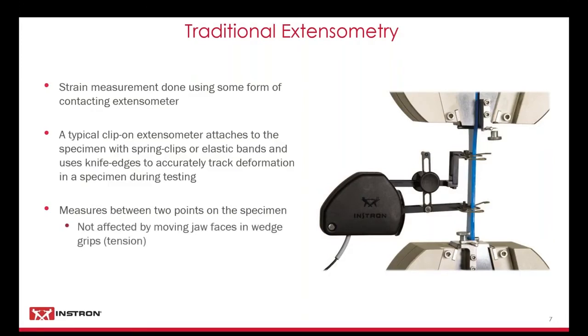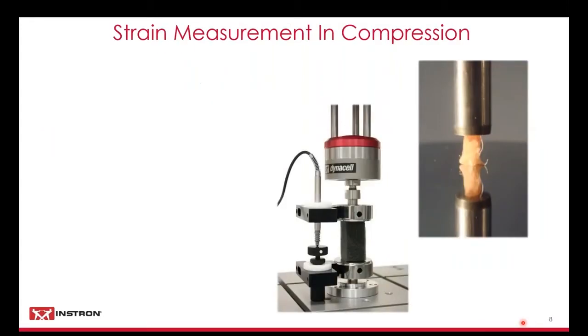By measuring between the 2 points on the specimen, it's not affected by the jaws moving in the wedge grips. So in this image, these faces are actually designed to self-tighten. As the higher load is applied to the specimen, the faces will move and get tighter on the specimen. That movement would not be measured by the clip-on extensometer and incorrectly measured as strain. So that's one of the benefits of using a clip-on.